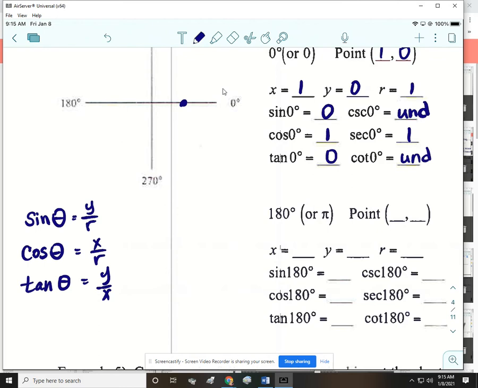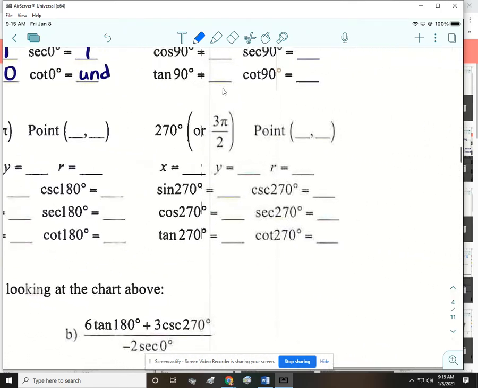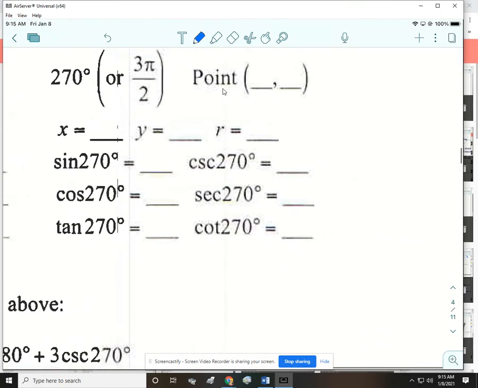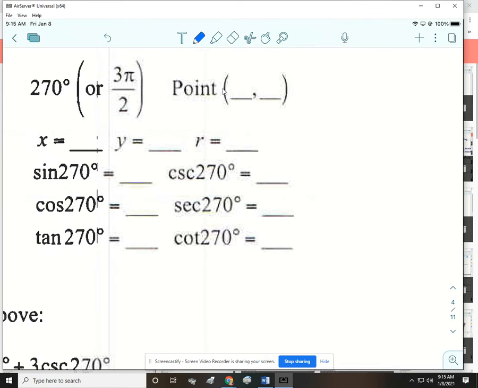We are also going to do another one: 270 degrees. A point at 270 degrees means we just went down 1 unit. So let's move over to 270 degrees. Down 1 unit is over 0, down 1, so the point 0, negative 1. So the x is 0, the y is negative 1, and r should be 1 because that point is 1 unit away from 0.